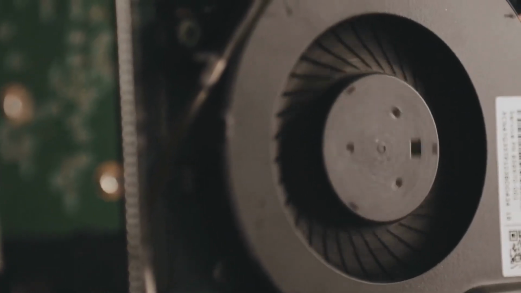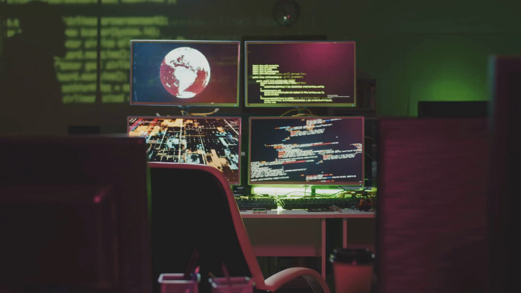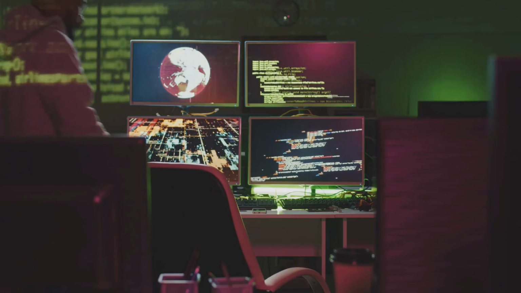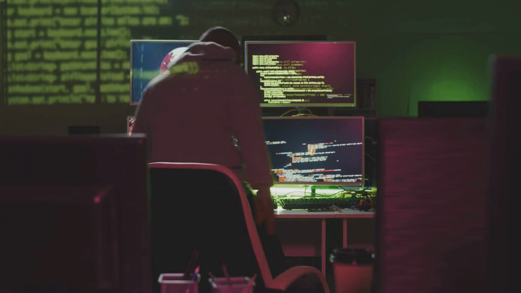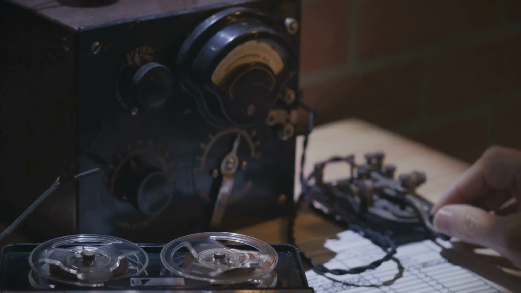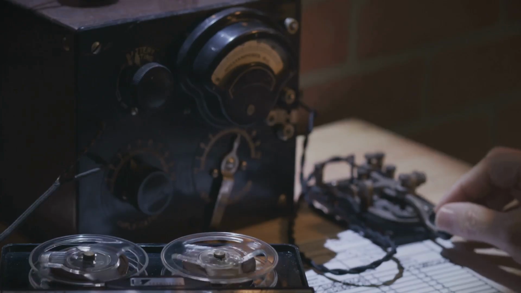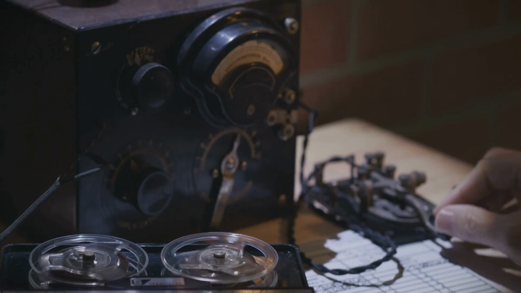Imagine your computer's fan whirring away. Malware could manipulate its speed to create subtle changes in the sound waves it produces. These changes act like Morse code, silently transmitting your data to a nearby listening device planted by the hacker.